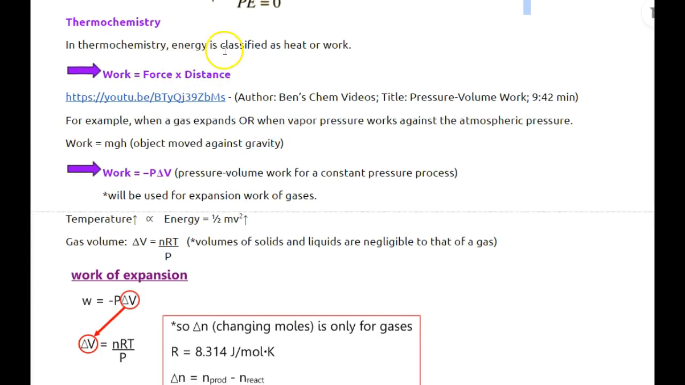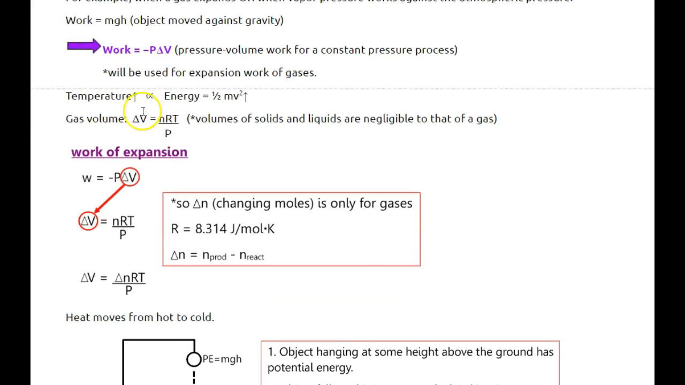In thermochemistry, we focus on energy in terms of heat or work. So work is equal to force times distance, and in the world of chemistry, we're going to look at the work that a gas does when it expands or contracts. So we calculate work by keeping pressure constant and using the change in the volume.